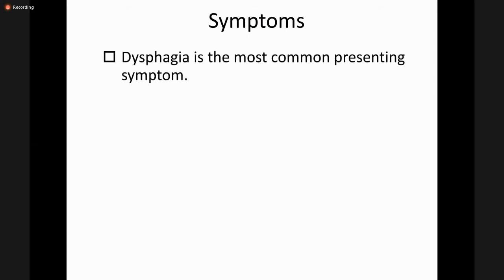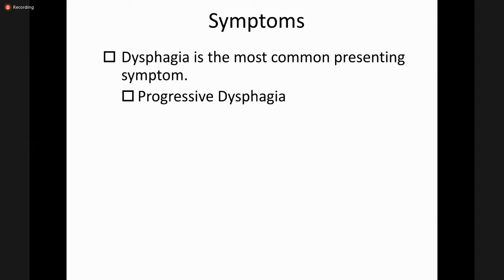Symptoms: dysphagia is the common presenting symptom, which is also seen in achalasia. But dysphagia in this carcinoma is really progressive dysphagia. Progressive means that initially the patient can take liquids easily, but there's difficulty in taking solids.